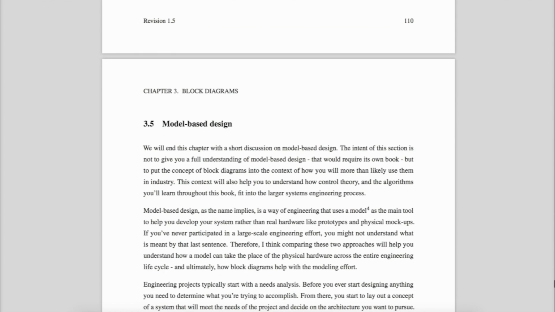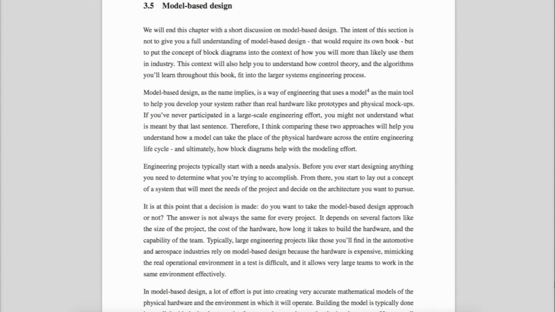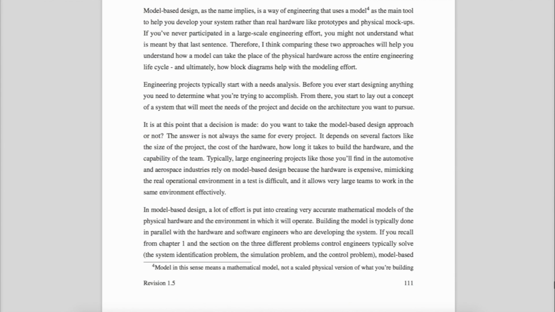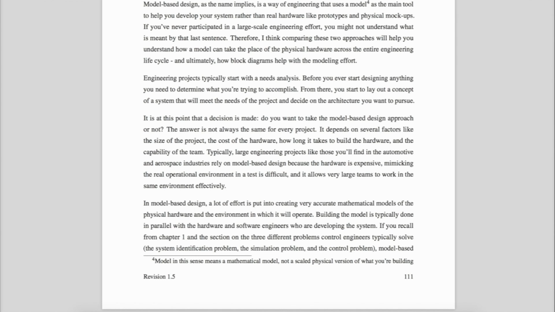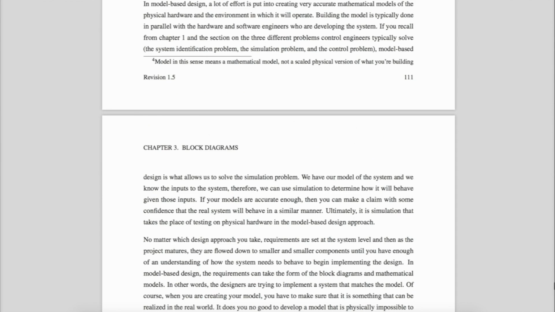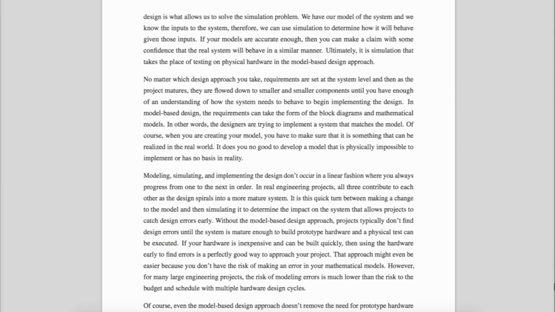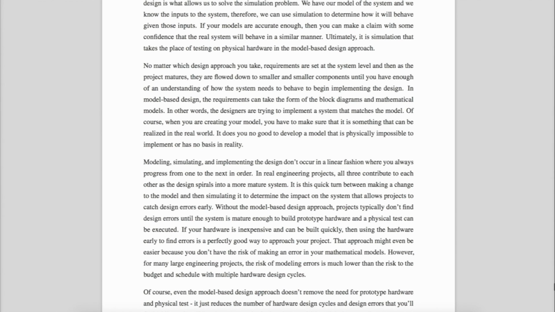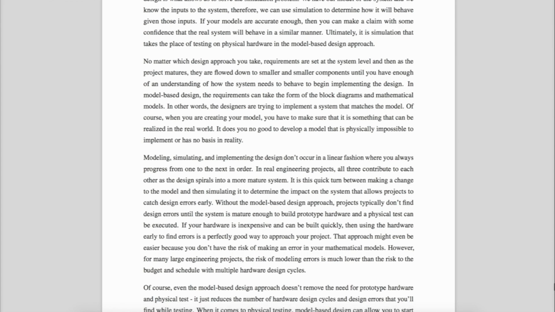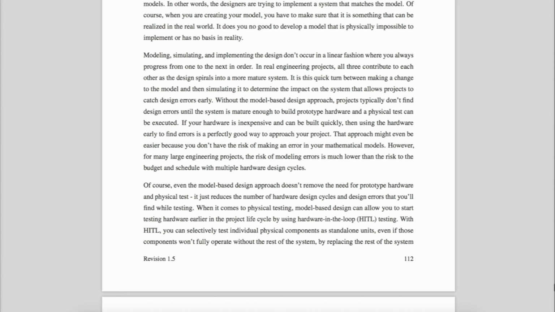The last section is a brief introduction to model-based design, and how we use block diagrams to help large-scale engineering projects save money and time during the design and test phase. This section is a bit wordy, but I think it's worth a read because if you are in or thinking about getting into the automotive or aerospace industry, then you will absolutely be exposed to model-based design approaches.